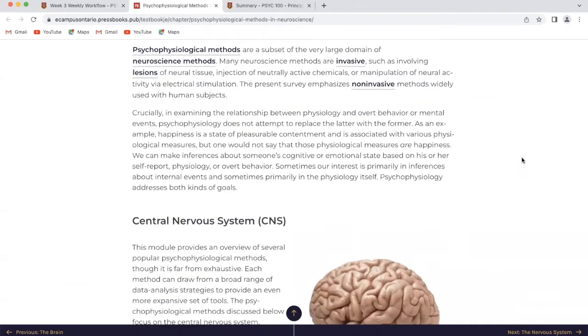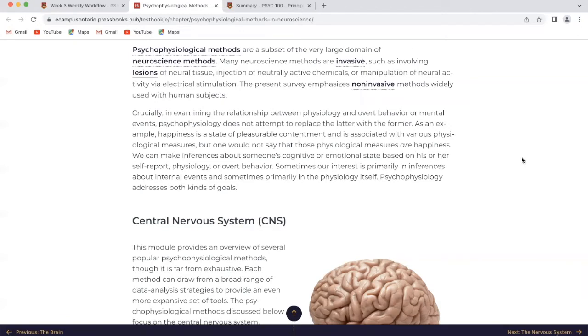Psychophysiological methods are a subset of the very large domain of neuroscience methods. Many neuroscience methods are invasive, such as involving lesions of neural tissue, injection of neurally active chemicals, or manipulation of neural activity via electrical stimulation. The present survey emphasizes non-invasive methods widely used with human subjects.